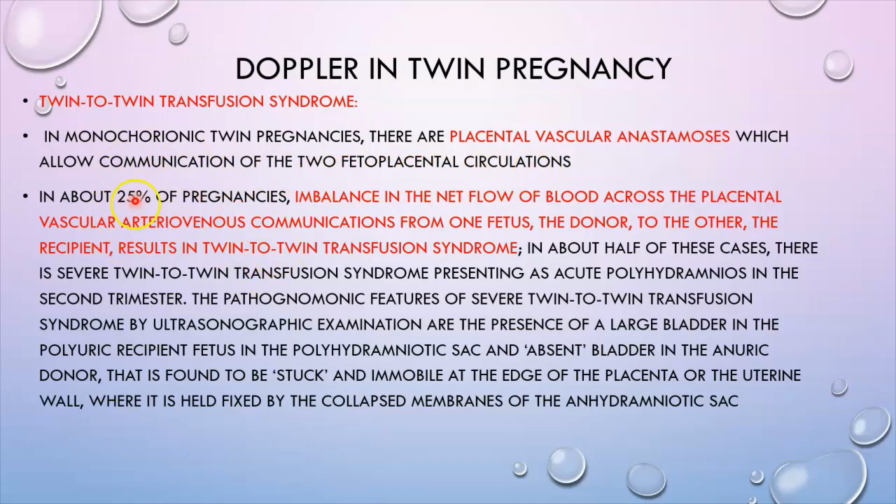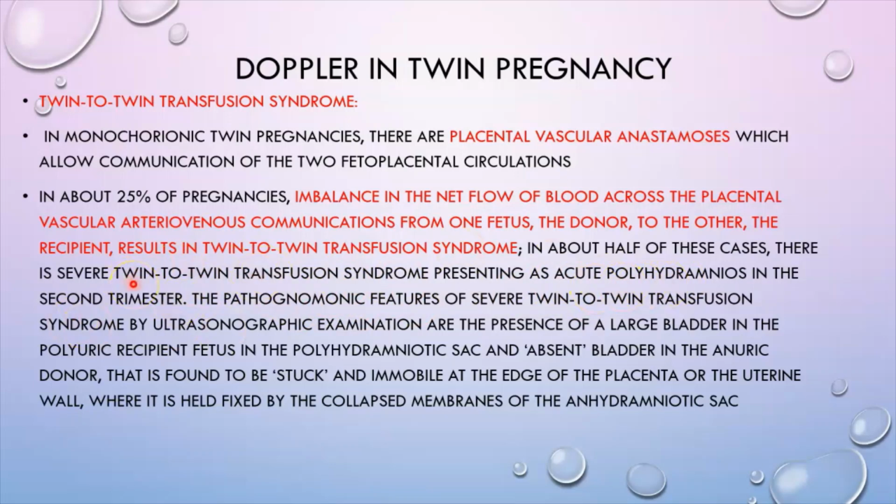In about 25% of the pregnancies, there is an imbalance in the net flow of blood across the placental vascular arteriovenous communications from one fetus, that is the donor, to the other, that is the recipient, which results in twin-to-twin transfusion syndrome. In about half of these cases, there is severe twin-to-twin transfusion syndrome, which presents as acute polyhydramnios in the second trimester.